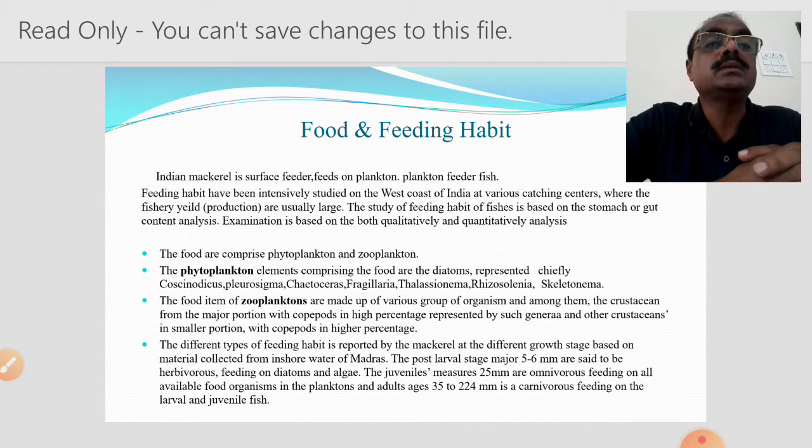And apart from that, annelid worms are also found in fish stomachs. One more interesting thing found in the Indian mackerel, particularly regarding its food and feeding habit, is that it gradually changes along with the age of the fish. It is not permanent at the early stage of life or up to the juvenile stage. The feeding is different, and after the juvenile stage, it changes its feeding habits again.